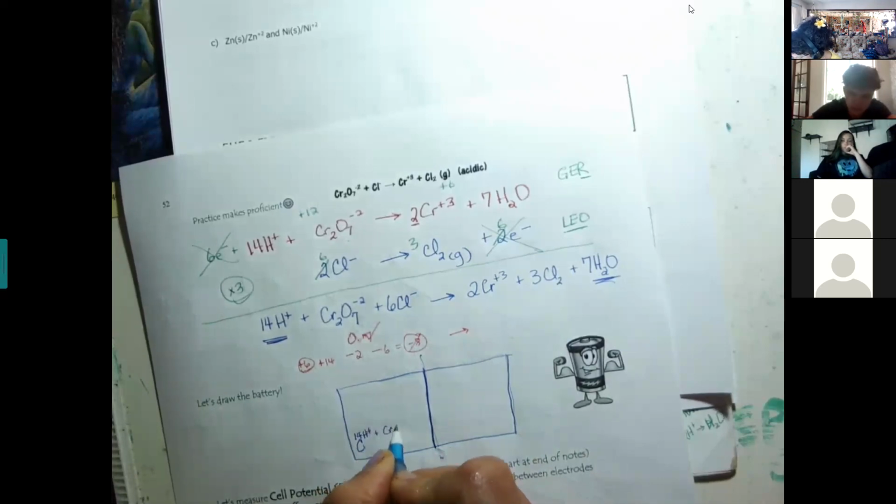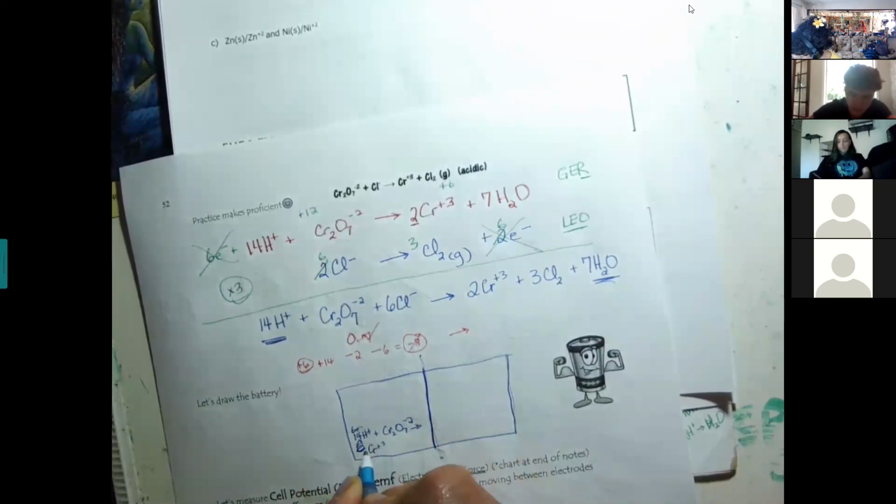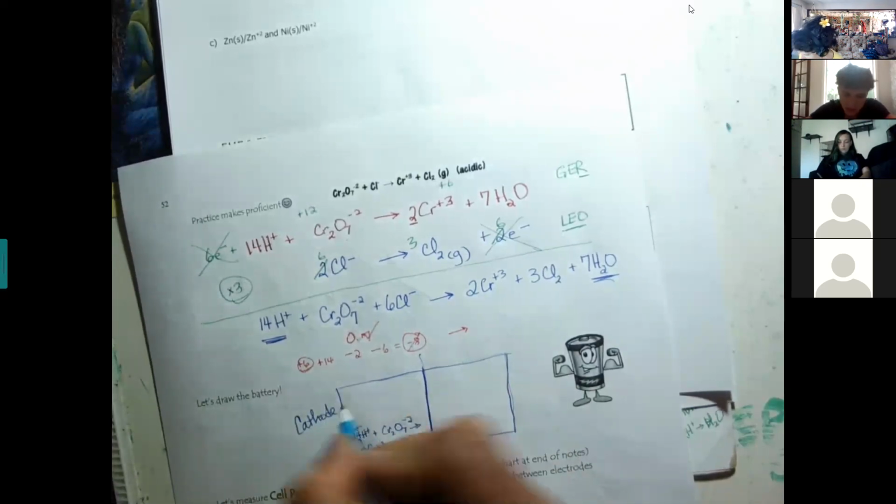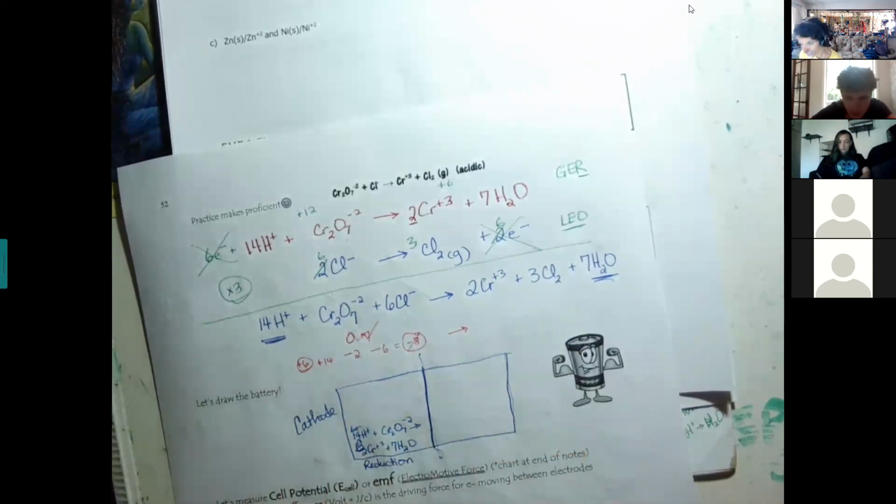Usually the ones you're drawing the battery of are the simple ones, like the first one. Oops, we have our 6 electrons, our chromium, 7 waters. And this is my reduction side. I like to label it at the bottom, so this is my cathode. And you can write your half reaction in the other side.